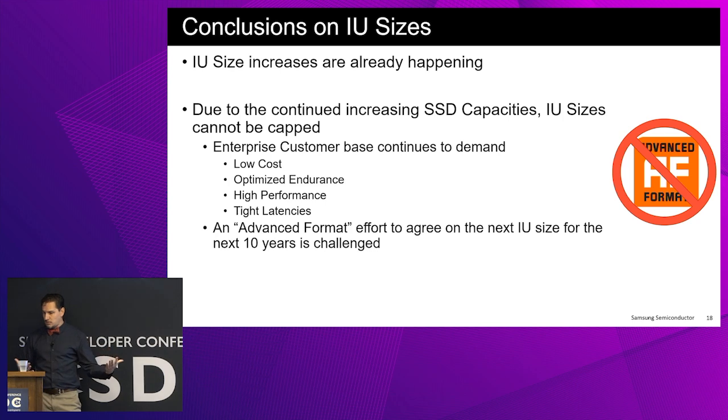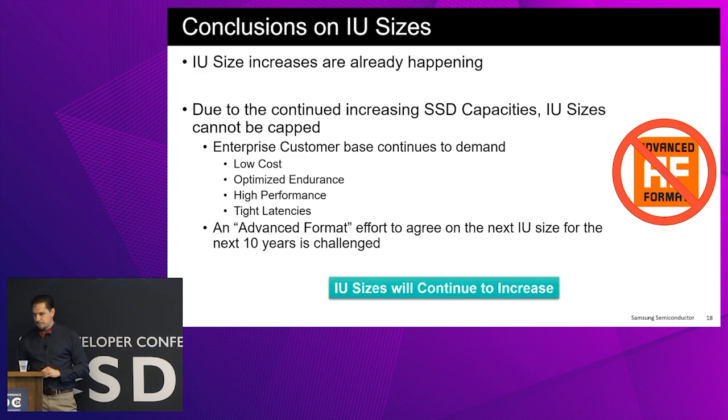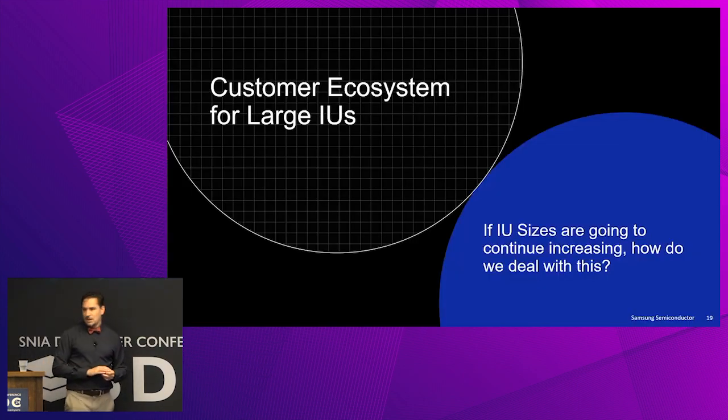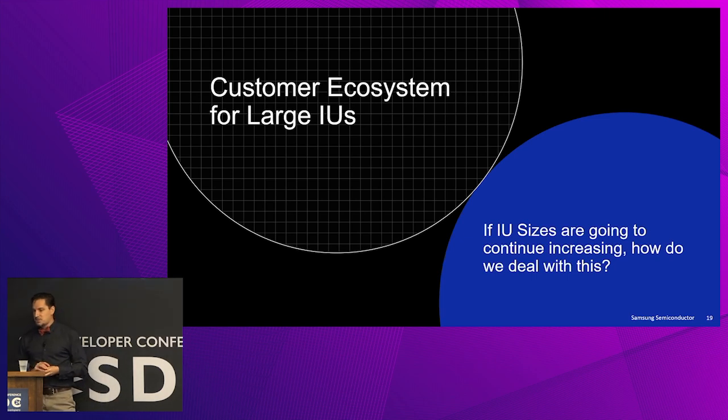So at this point, without that solution, we're really kind of ruling out that advanced format type of effort that HDD saw. And for now, IUs are going to continue to increase. So now what do we do from that perspective of a customer ecosystem for these large IUs, since they're already bigger and they're going to get bigger still in the future?